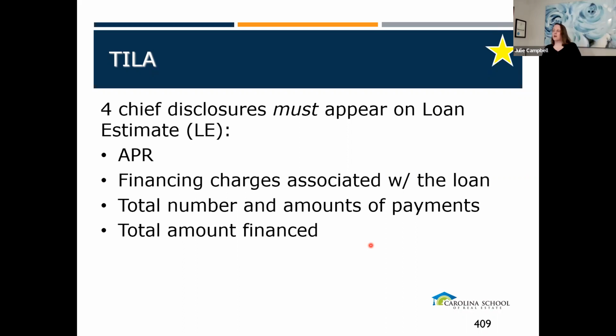So if you hit, again, we're talking about a trigger term next, if you hit a trigger term, you got to provide the APR. APR is the annual percentage rate. It is like all of the financing charges of the loan, not just the interest rate. It's all of the charges. The lender needs to disclose the financing charges, the total number and the amounts of payments and the total amount financed. Again, if the lender is advertising specific numbers, the presumption is that everybody qualifies under this.